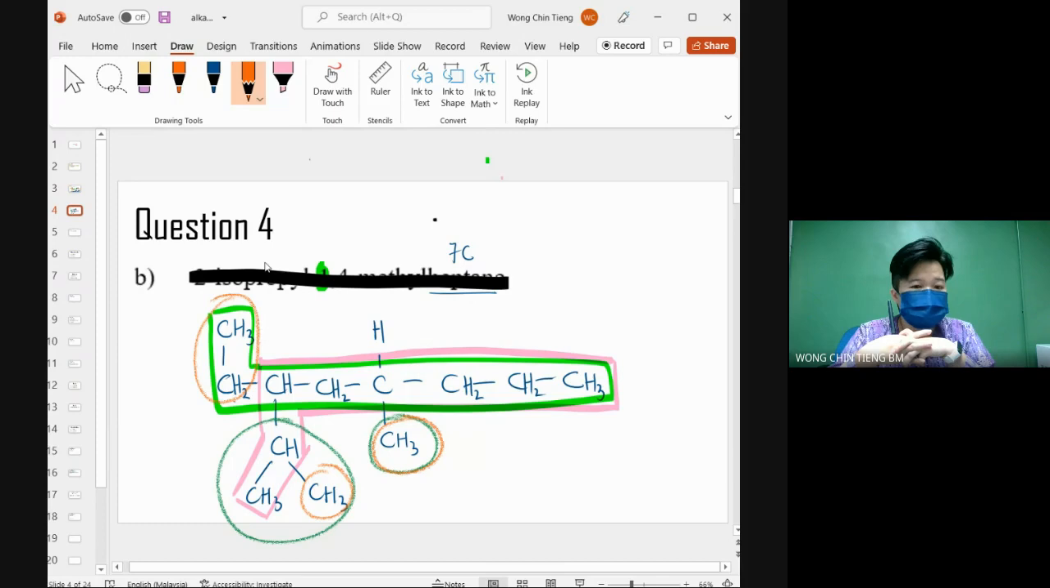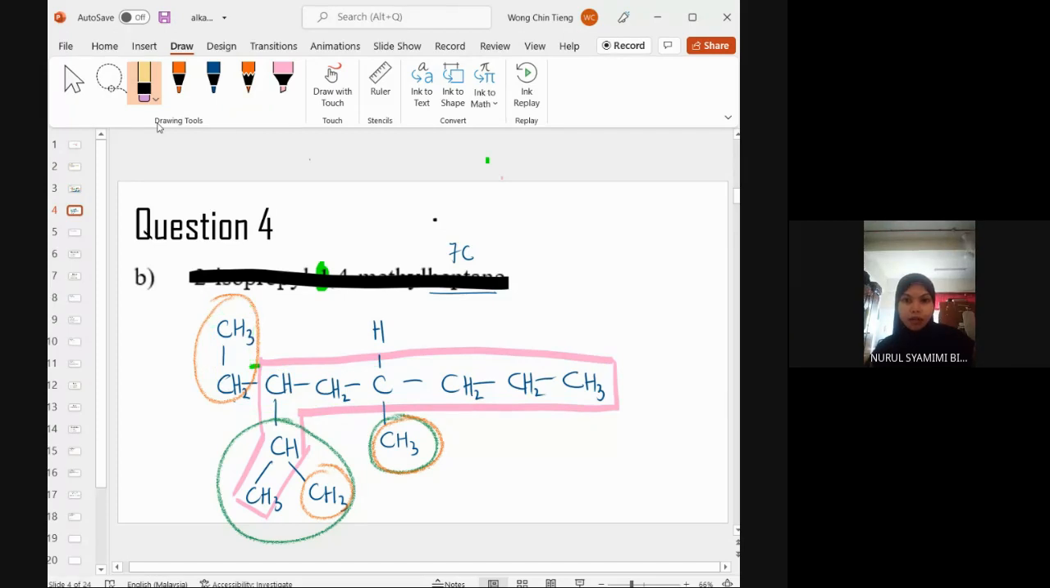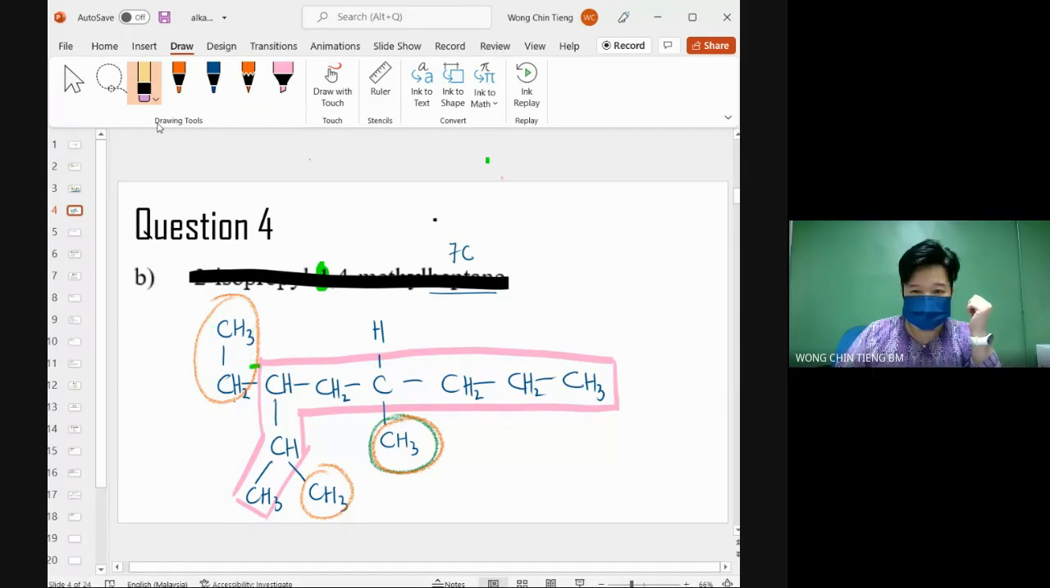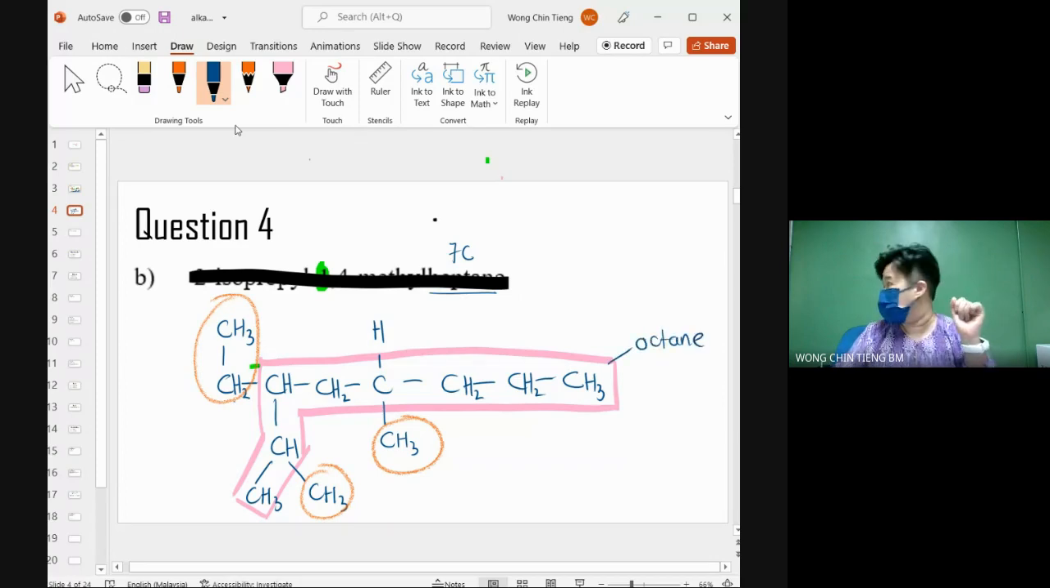The pink. The pink, Mimi. Why the pink? Substituent lagi banyak daripada yang green. Yes, kita akan sentiasa pilih kalau rantai sama panjang, kita akan sentiasa pilih yang paling banyak substituent. Kan?